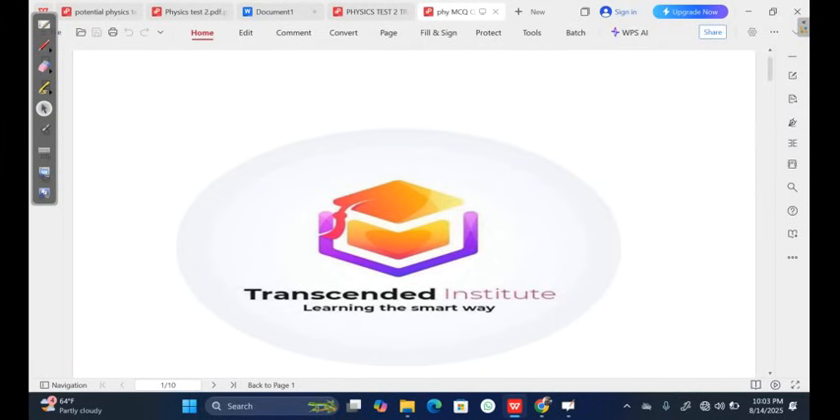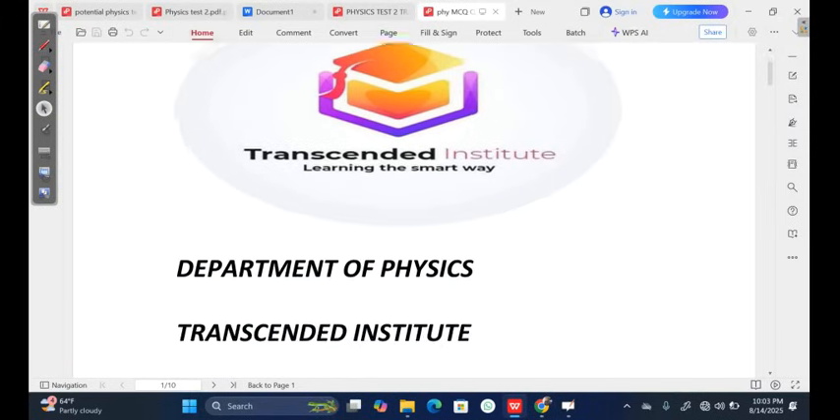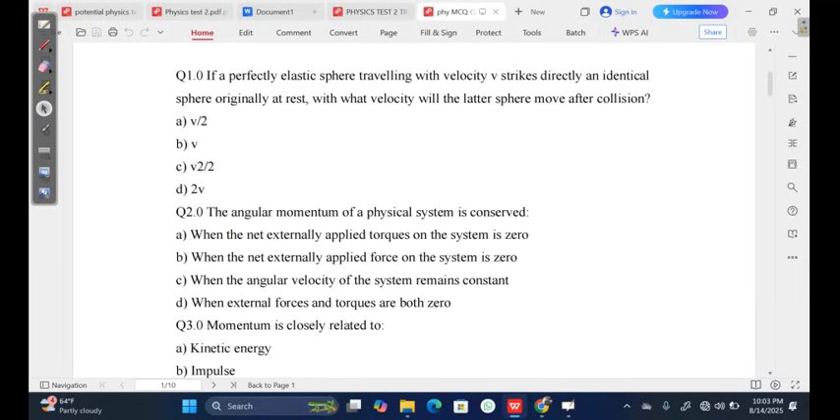Okay. So let's start. The first question is saying, if a perfectly elastic sphere traveling with a velocity v strikes directly an identical sphere originally at rest, with what speed or with what velocity will the latter sphere move after the collision? So we have a v over 2. But before we even go to the options, let's try to understand something.